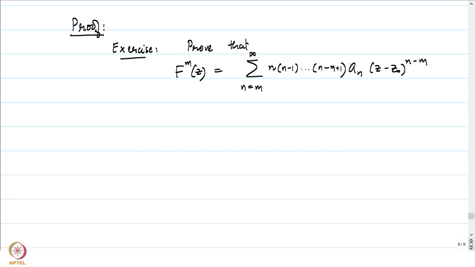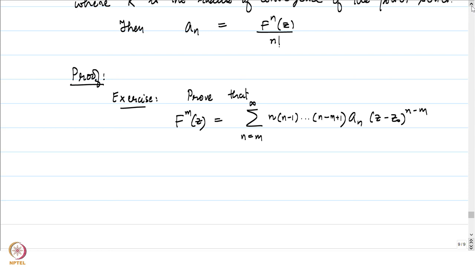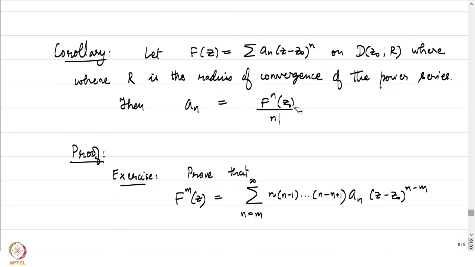What is the corollary talking about? The corollary is saying that the coefficient a_n is given in terms of the derivatives of f by f^(n) of z0 by n factorial. So maybe I made a mistake earlier; I should stress the fact that this is being evaluated at z0. I had not written it correctly earlier. Now this is the right expression.